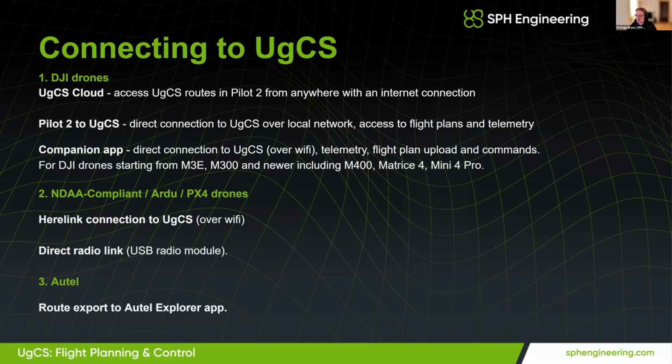Another option here is the direct radio link, meaning that you just plug the radio link into the computer and the drone will automatically connect and appear. This method is basically the same for ArduPilot and PX4 drones. It's very, very close. Essentially the same method you use to connect to Mission Planner or QGroundControl can also work with UgCS.